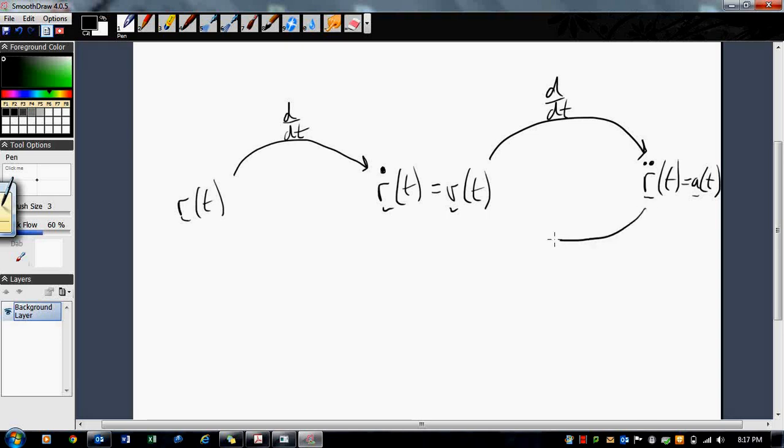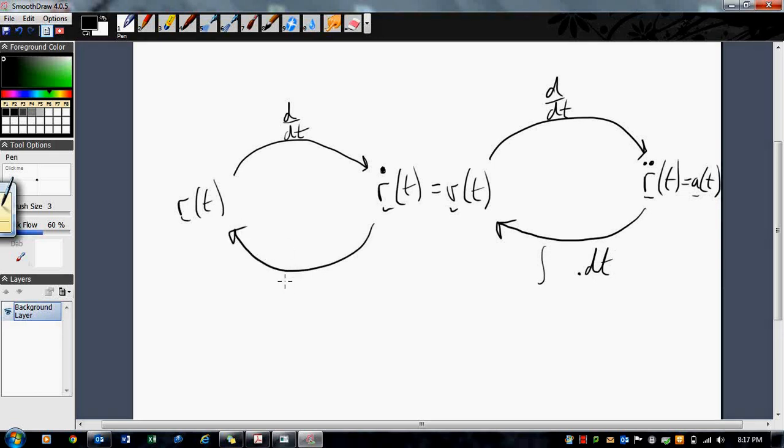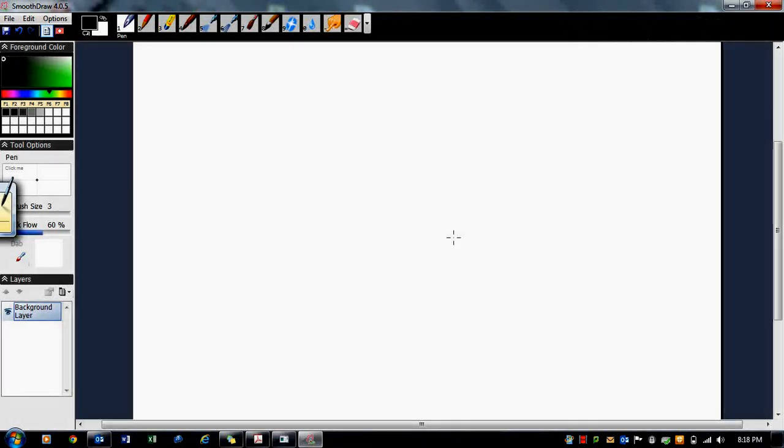And again, you can go backwards in the opposite direction by taking the antiderivative with respect to t. That's what we're going to be covering in this particular video. And that's basically it. Let's crack on into some examples, I hear you say.